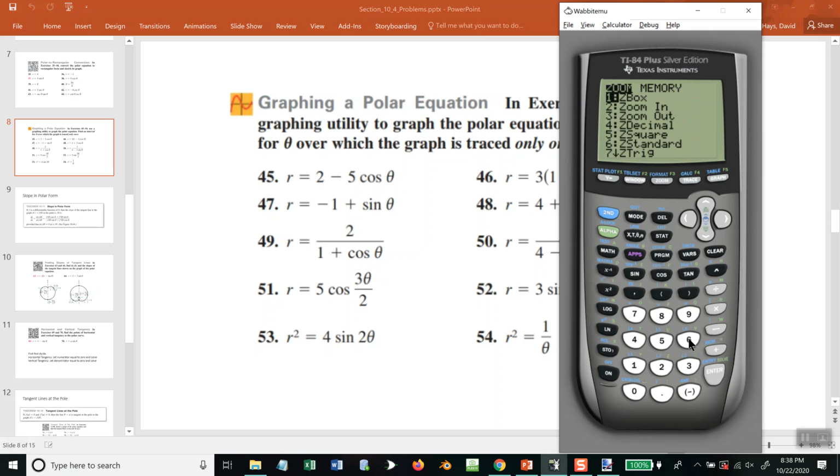All I can tell you is try different ones. Try your ZDecimal. See if that gives you a picture. If it's shifted over, then you may not be able to see it, depending on what numbers are there. So you may have to zoom out and so forth.